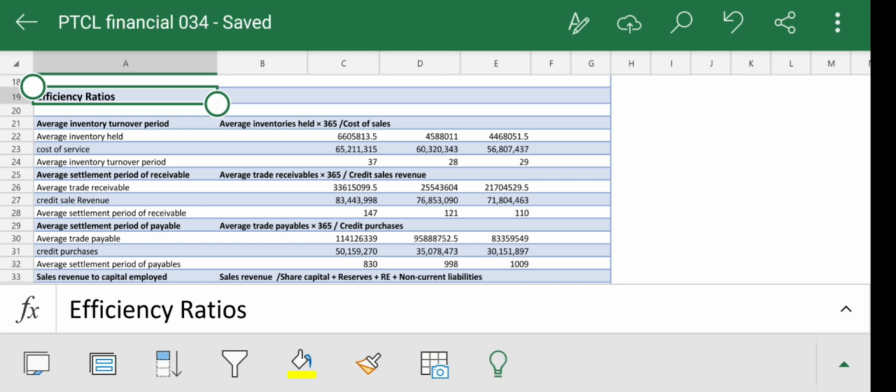The efficiency ratio is a financial metric that measures how effectively a company manages its expenses and assets to generate revenue. The efficiency ratio is typically calculated by dividing operating expenses by net sales. It helps us see how well the company utilizes its resources to generate its profit.